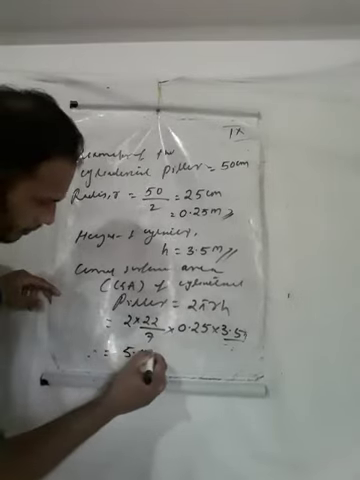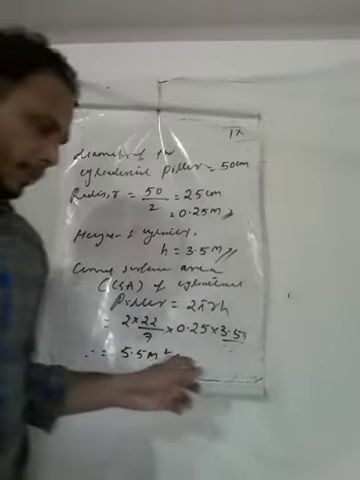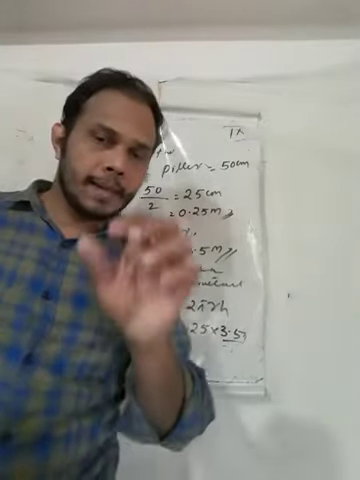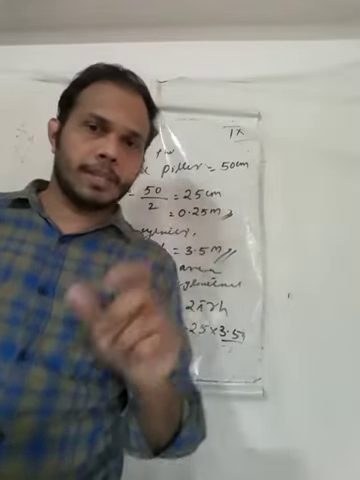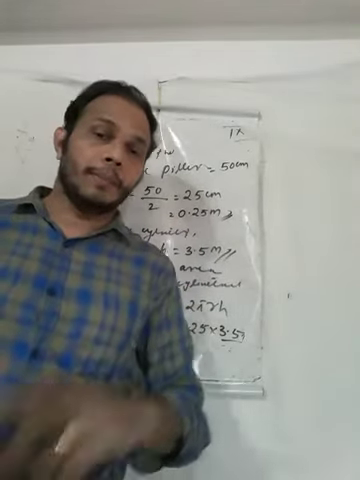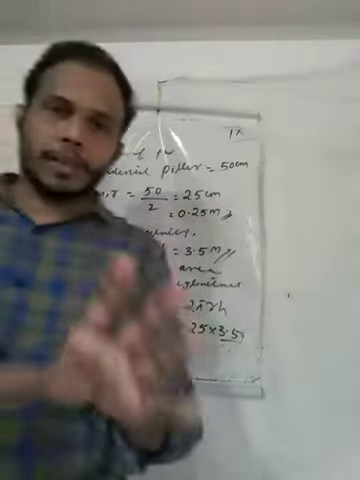You will get 5.5 meter square by solving this. So 5.5 meter square is the curved surface area of this pillar. That is, the curved surface area of this pillar is 5.5 meter square.